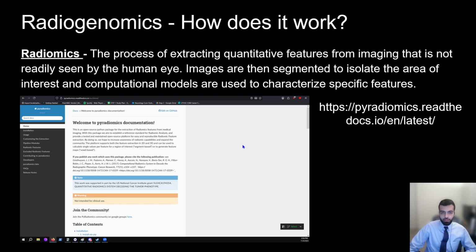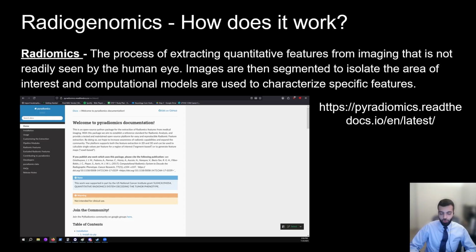And so how does really all of this work? How are we able to link these imaging findings to histological findings? Well, the process is done through radiomics, which is the backbone of radiogenomics. So this is the process of extracting quantitative features from imaging that is not readily seen by the human eye.